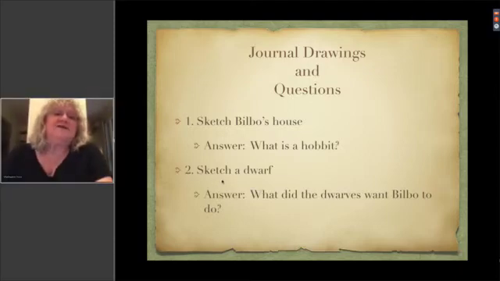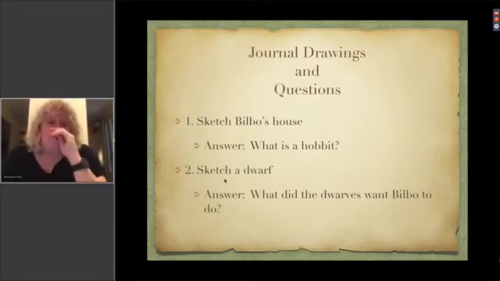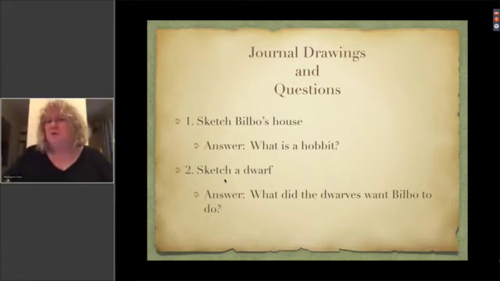The next one is to sketch a dwarf. Now, you want to make sure that you draw what you think a dwarf looks like. We've seen lots and lots of images of dwarfs. Use those for your inspiration and decide how you want them to look. And then also, I want you to answer what the dwarves want Bilbo to do.